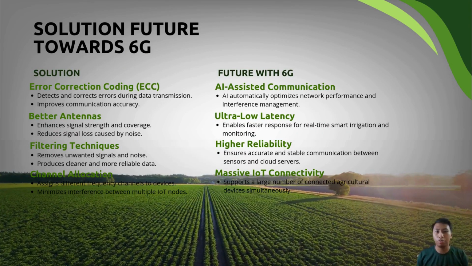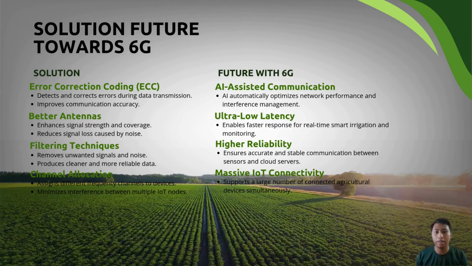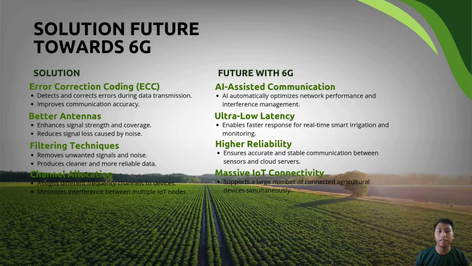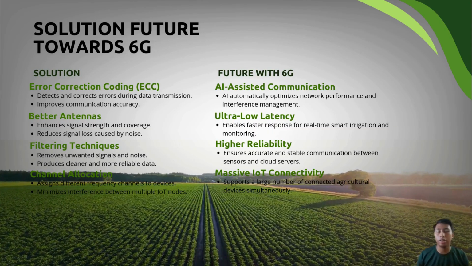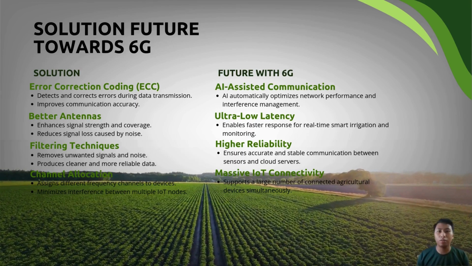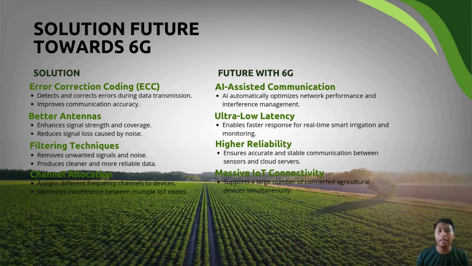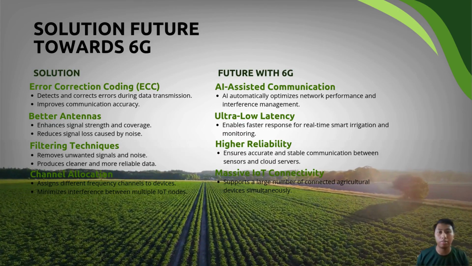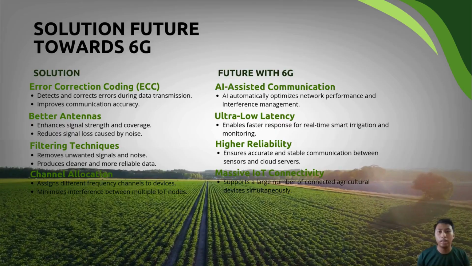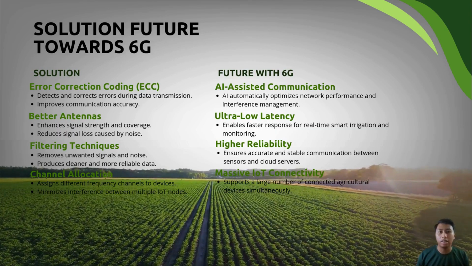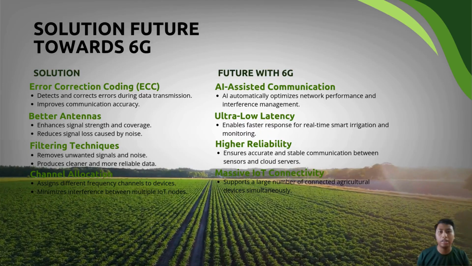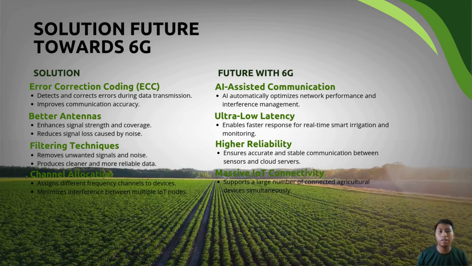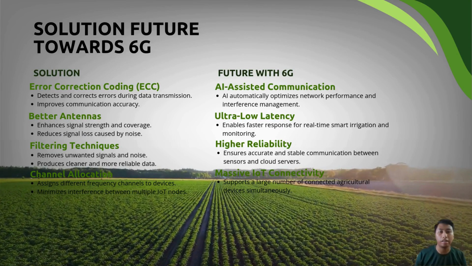are used to improve communication performance and reliability. First, error correction coding, or ECC, is used to detect and correct errors that occur during data transmission. This helps improve communication accuracy and ensures that the data received by the system is correct and reliable. Second, better antennas are used to enhance signal strength and coverage. This reduces the signal loss caused by noise and allows more stable communication between IoT devices and the network.